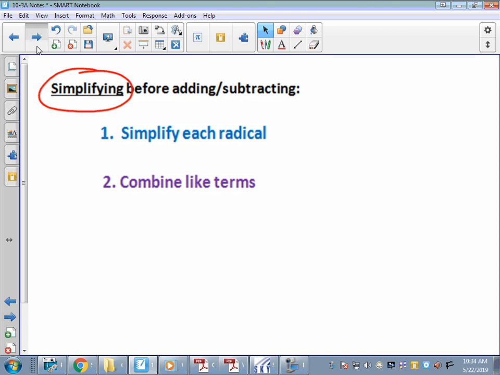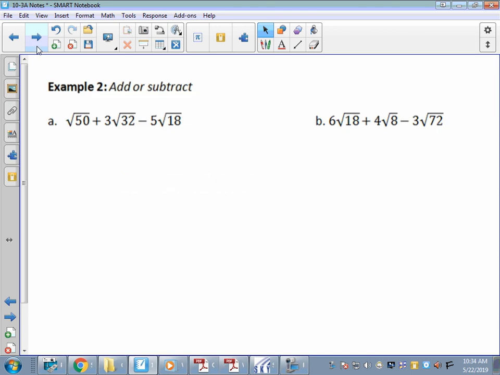Let's do a couple examples of that. Let's look at example A here. We've got the square root of 50. The first thing I'm going to do with the square root of 50 is break that down. I need two factors that multiply to make 50, one being a perfect square. So we know that one could be the square root of 25 times the square root of 2.